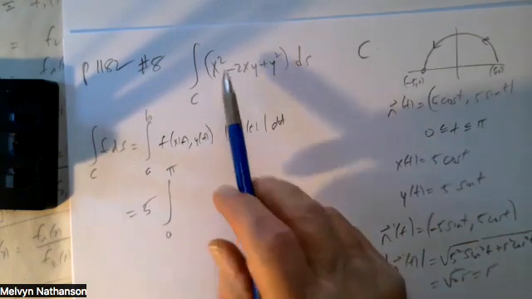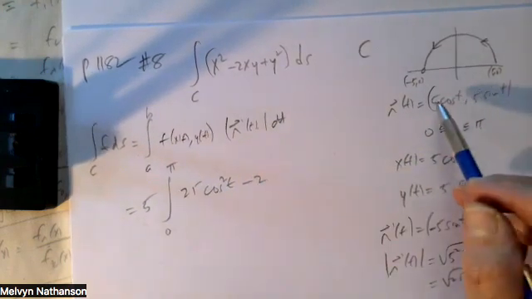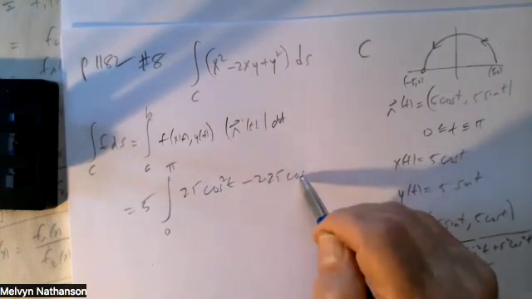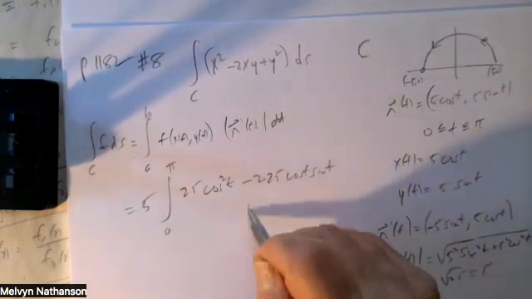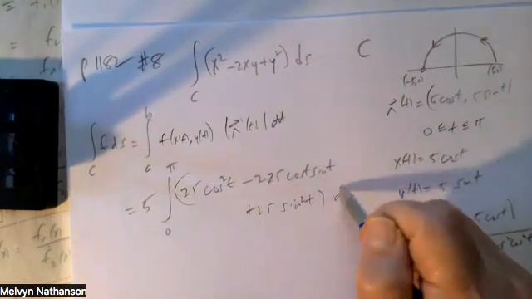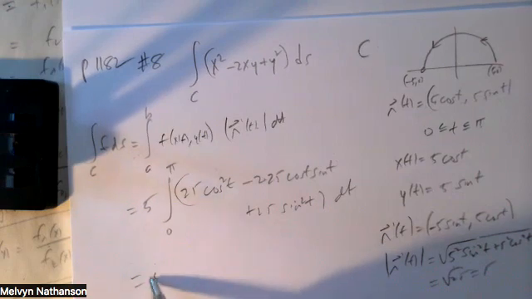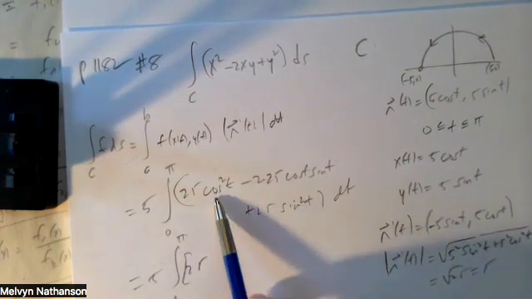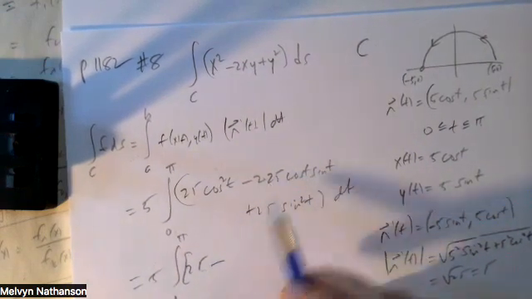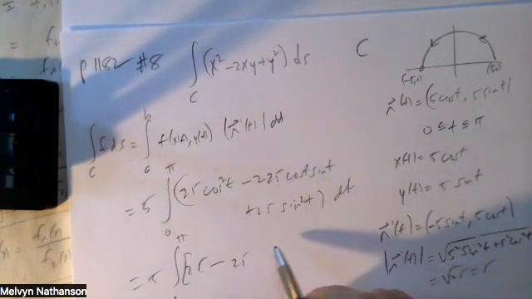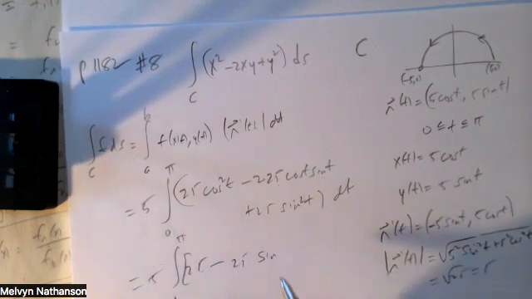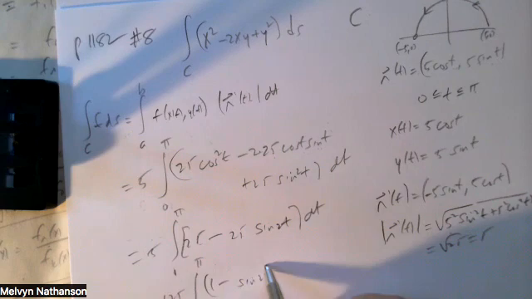I guess one thing is you can just do it, right? x squared is 25 cosine squared t, minus 2xy, which is 2 times 5 times 5, 25, times cosine t sine t, plus y squared, which is 25 sine squared t, dt. Of course, here we have 25 times cosine squared plus sine squared, which is just 1, minus 25 times 2 cosine t sine t, which is the sine of 2t, for example, dt. If I take this 25 outside, this is 125 times the integral from 0 to pi of 1 minus sine 2t dt.